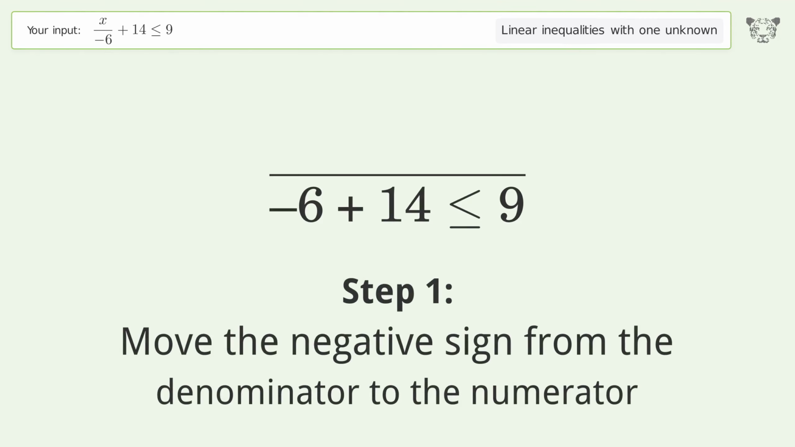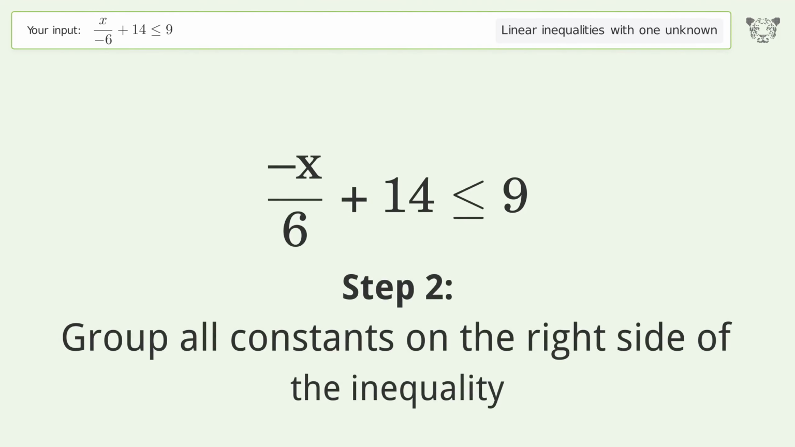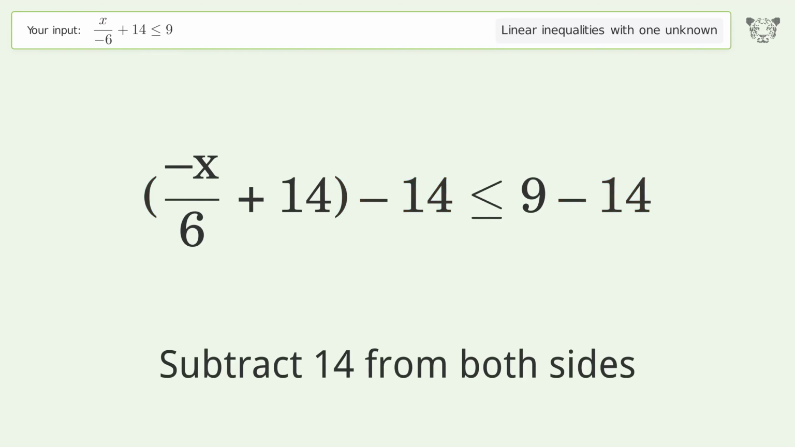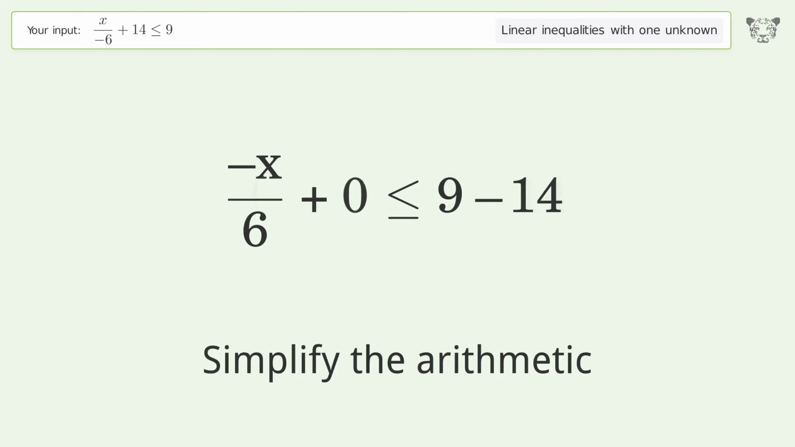Move the negative sign from the denominator to the numerator. Group all constants on the right side of the inequality. Subtract 14 from both sides. Simplify the arithmetic.